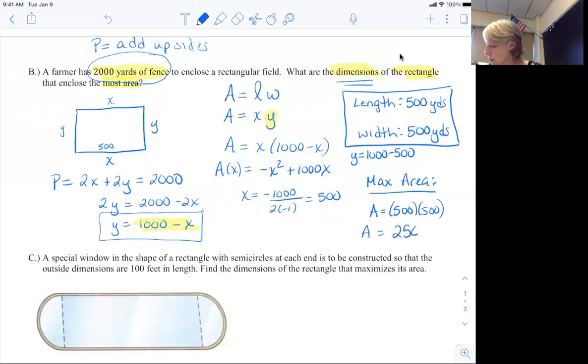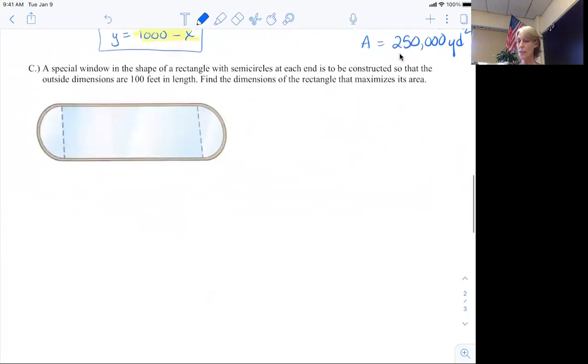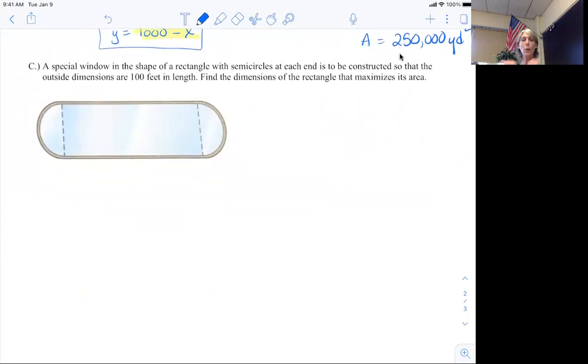250,000. And that's yards squared. Okay, so also notice my units. Now we're going to come to the doozy. This is going to be the problem that sort of puts everything together.